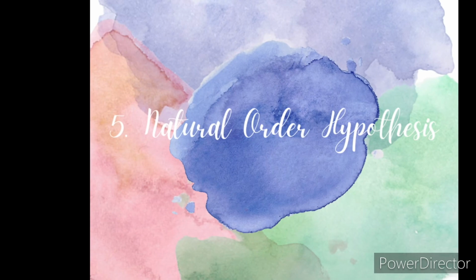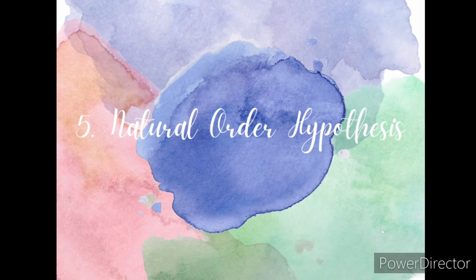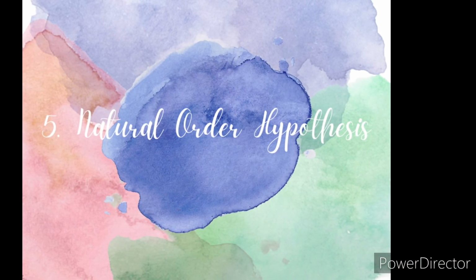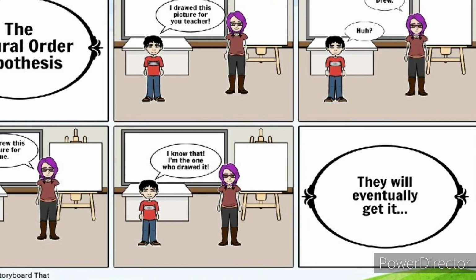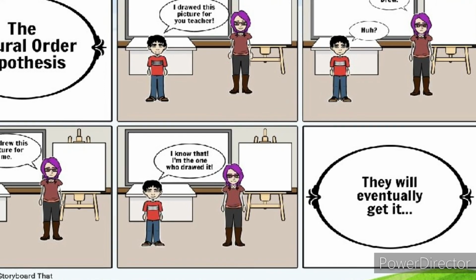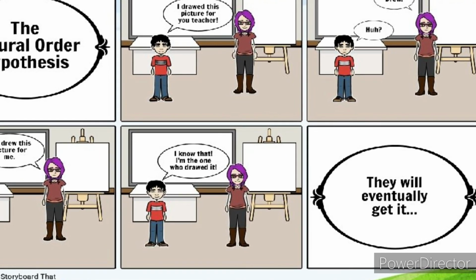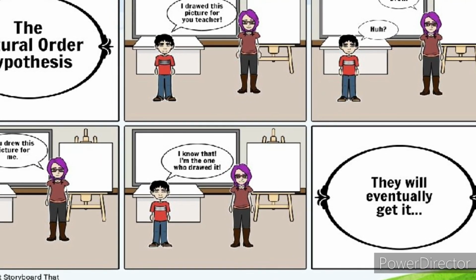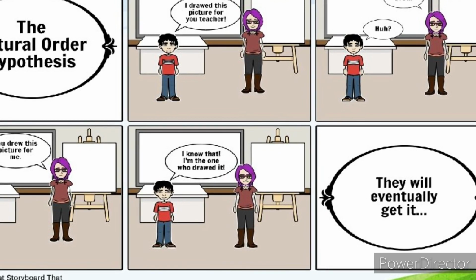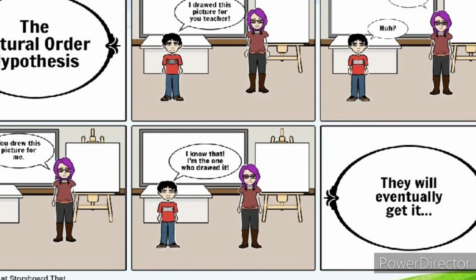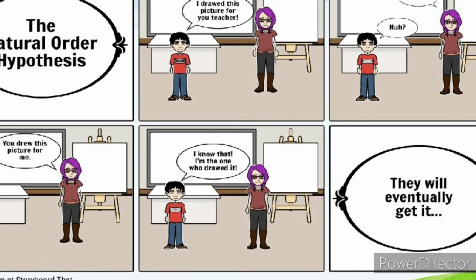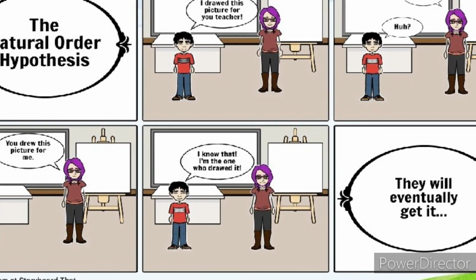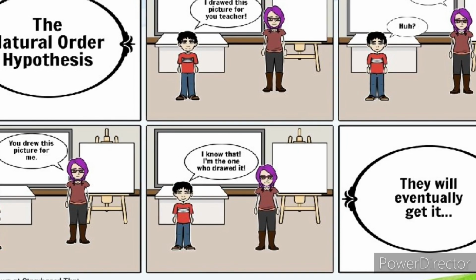The last hypothesis is natural order hypothesis. This hypothesis suggests that the acquisition of grammatical structure follows a natural order which is predictable for a given language. Some grammatical structures tend to be acquired early while others late. This hypothesis also accounts for students' mistakes and errors. That is, students make mistakes when the structure used has not been completely acquired.